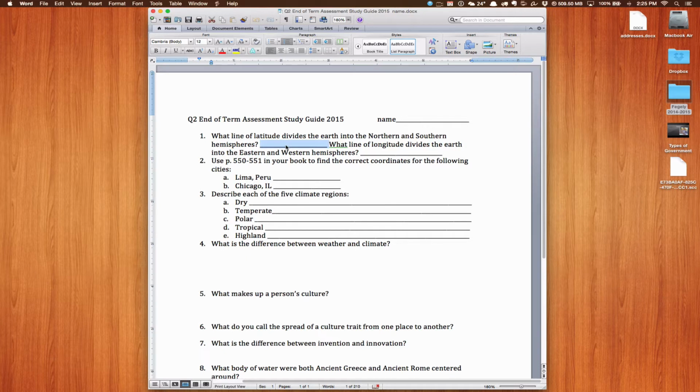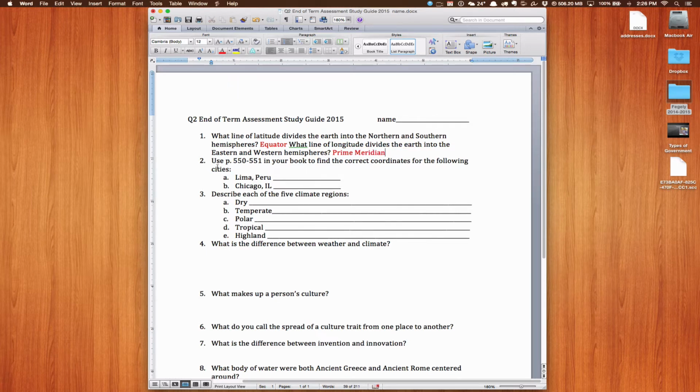So number one, the line of latitude that divides the Earth into northern and southern hemispheres would of course be the equator. The line of longitude that divides the Earth into eastern and western hemispheres would be the prime meridian.